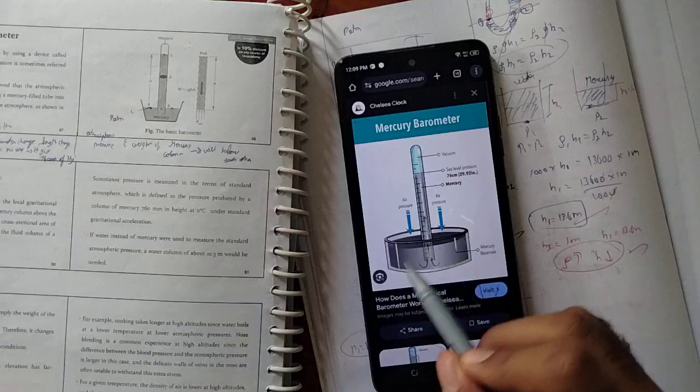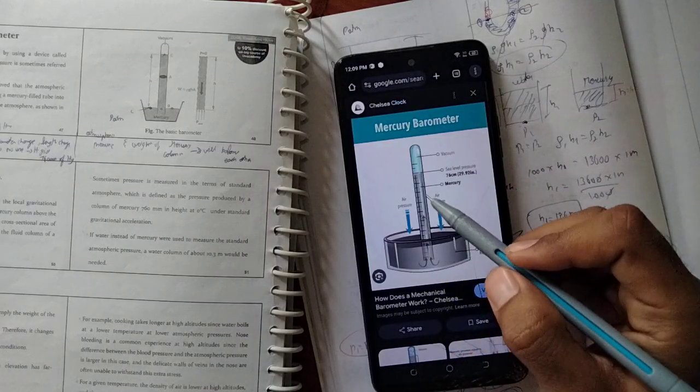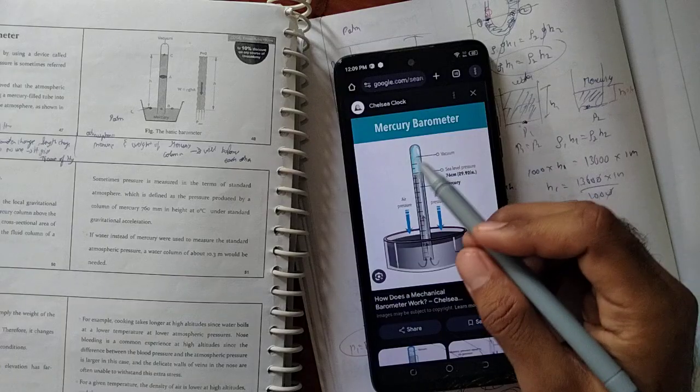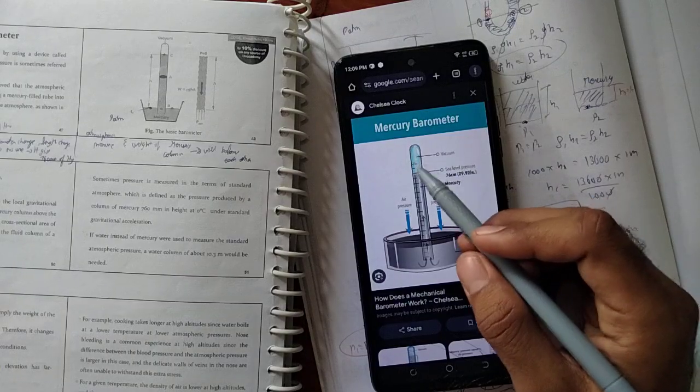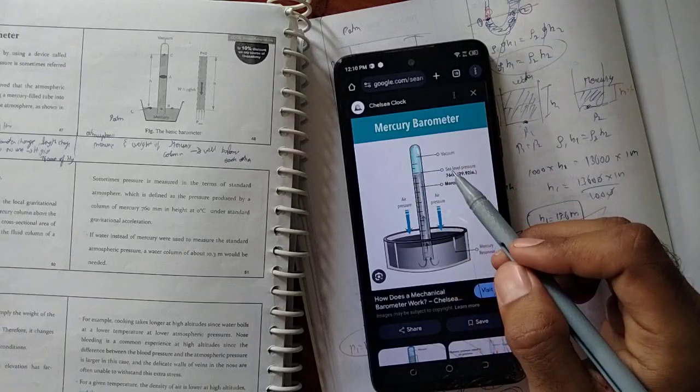You can see here that up to here it is filled by the mercury, and as the pressure rises, after the second level here it becomes entirely vacuum. Here the pressure will entirely be negative, meaning lesser than atmospheric pressure. Until here only, the pressure will be atmospheric.